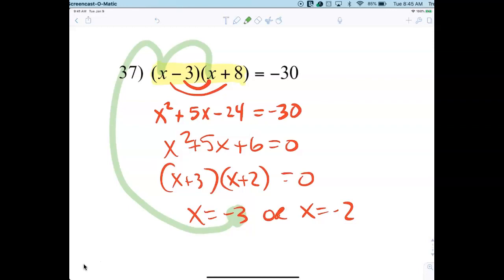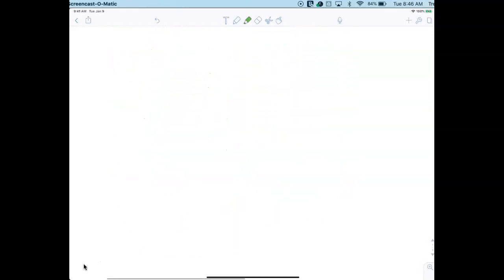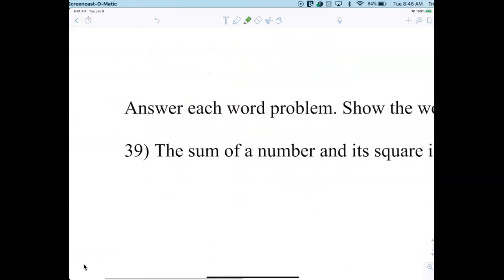Is everybody with me? If I were to plug negative 3 into here, what would it equal? 0. Yes. What happened to the 24? I added 30 to both sides. Do you agree with me? Because negative 24 plus 30 would be 6. Oh. All right.